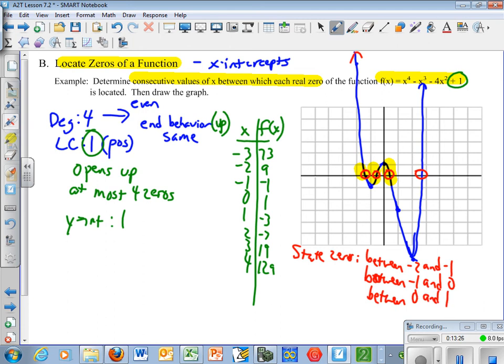And this last one over here, notice we were at 2, we were down at -7, but at 3 we're up at +19. So that tells me it's between 2 and 3 here. So your last one is between 2 and 3. So when you're stating the zeros or the consecutive integers, that's how you need to do it. And if it actually crosses at an integer, you would just say 5 or 6 or whatever the integer were across the x-axis.